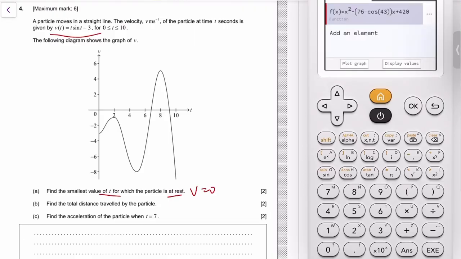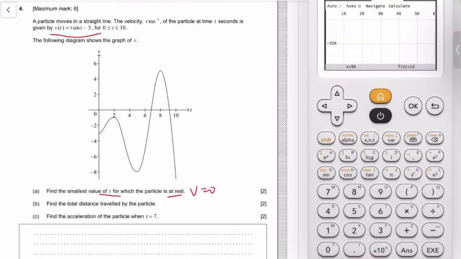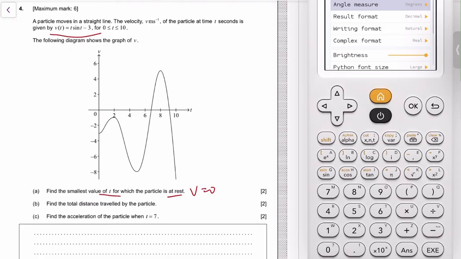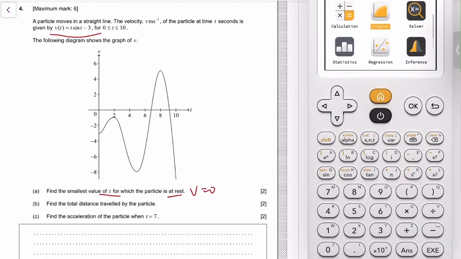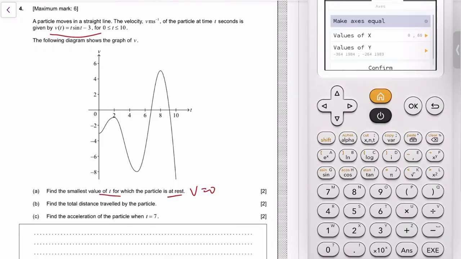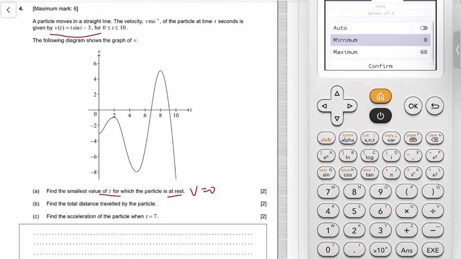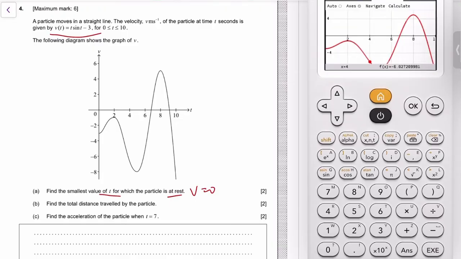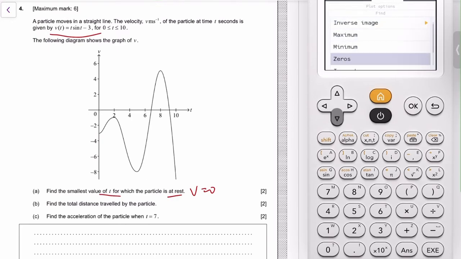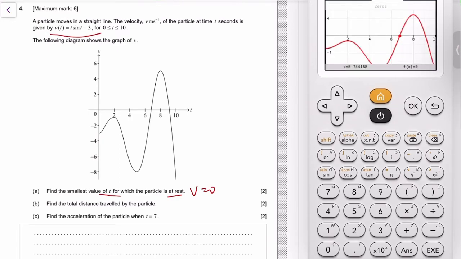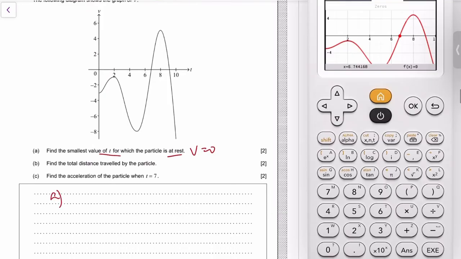Alright, so let's graph it. So it's x times sine of x minus 3. So is my calculator in radian? Obviously kinematics have to be in radian. So graph again. I think I'll have to set my window. So you can probably use what they give you. So 0 to 10 for x, negative 8 to 6 for y. So yeah, good enough. Then we will find the x-intercept, the first one. So the answer of A would be 6.74.